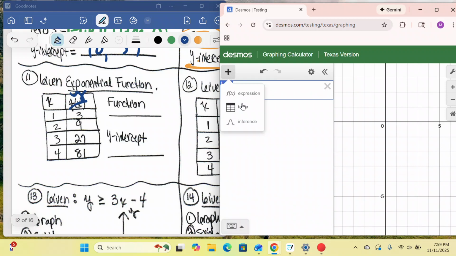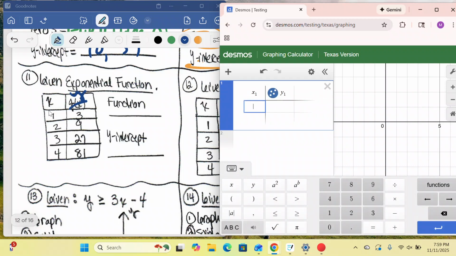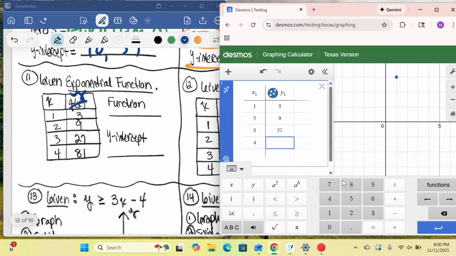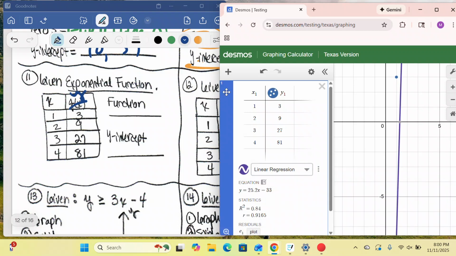I'm going to find the table. And all I'm going to do is input the table. So I'm going to put 1, comma 3, 2, comma 9, 3, comma 27, and 4, comma 81. I'm going to go ahead and push this icon right here, add regression, but once again, we got to look at this wording before.